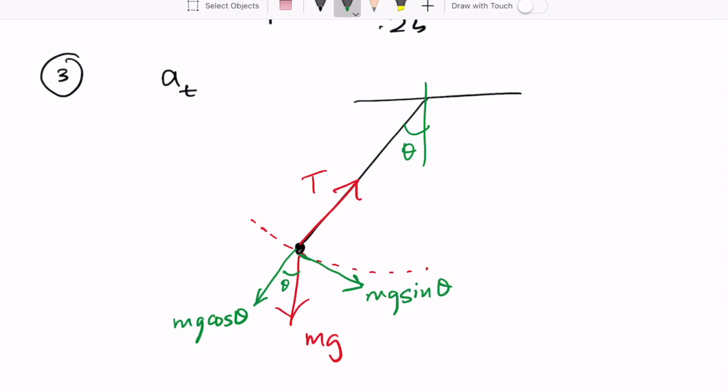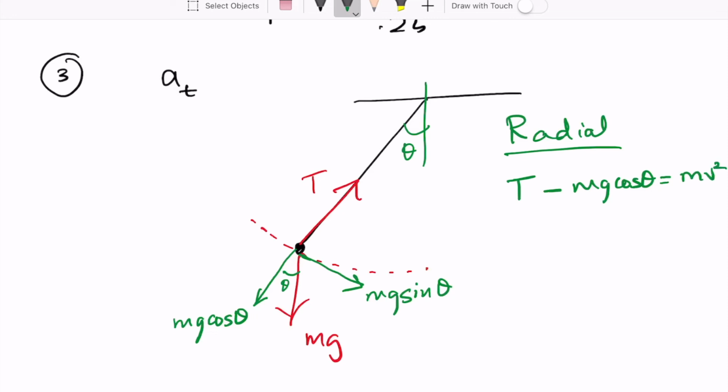All right, so now let's write down Newton's second law in both the radial and the tangential directions, right? In the radial direction, this is exactly similar to what we did a little while ago. We are going to choose radially inward as positive. So T minus mg cosine theta is equal to mass times the centripetal acceleration, which is equal to mv squared divided by r, which is really L in this case. You can either use r or L. That's the equation we get in the radial direction.